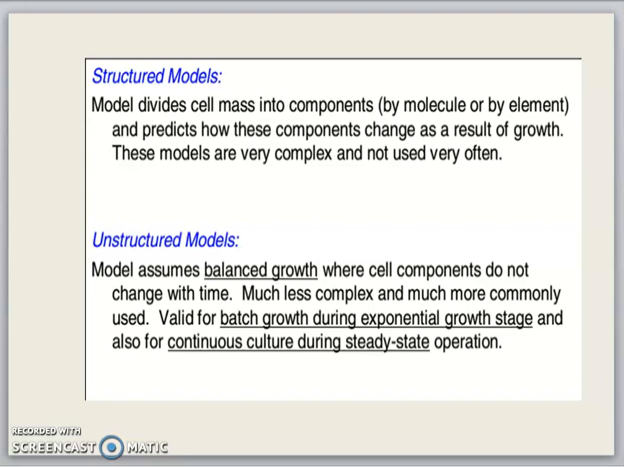The next one is the unstructured model. This model assumes balanced growth where cell components do not change with time. It is much less complex and much more commonly used. It is valid for batch growth during the exponential growth stage and also for continuous cell culture during steady state operation. So the most used are these unstructured models.